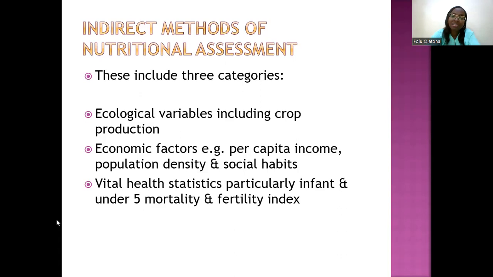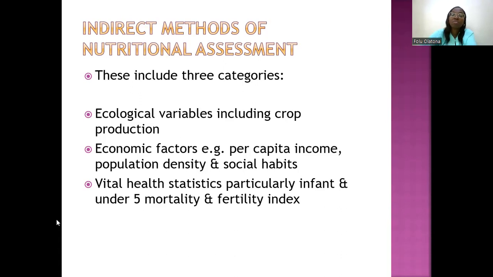So first, ecological variables such as crop production. In countries where they keep food balance sheets and they know how much food they are producing, I don't know whether we keep such in Nigeria, the crop production versus the amount of food needed by the populace will determine if there will be good or poor nutritional status. So if the crop production is more than needed, then there's likely to be good nutritional status and vice versa.